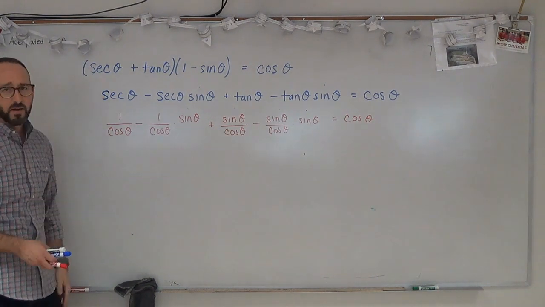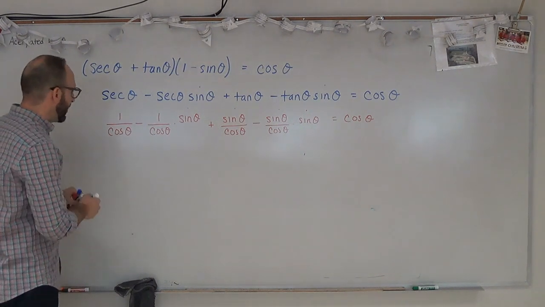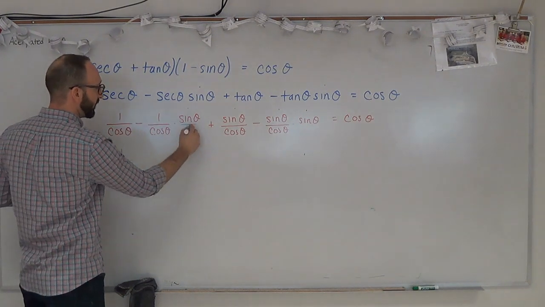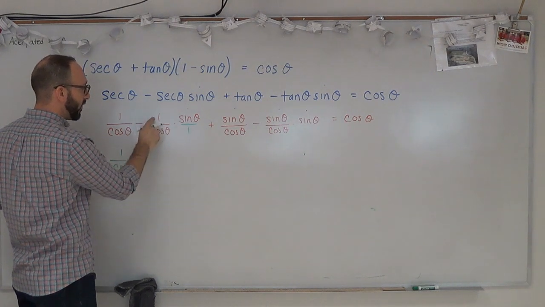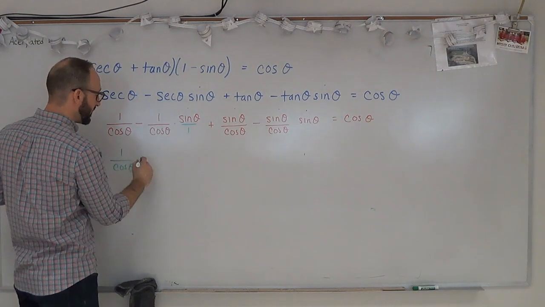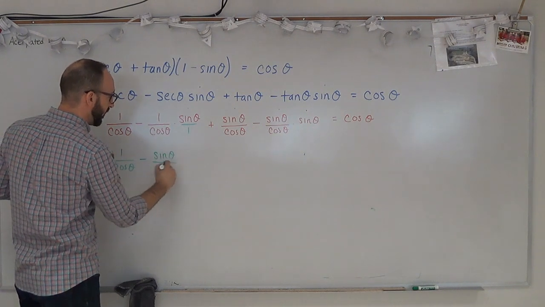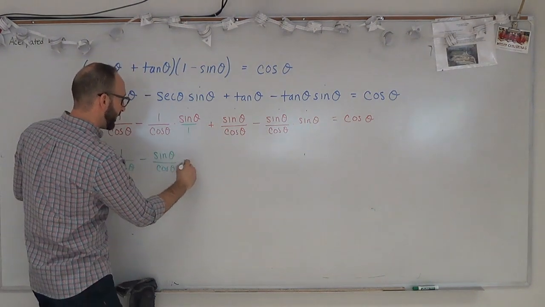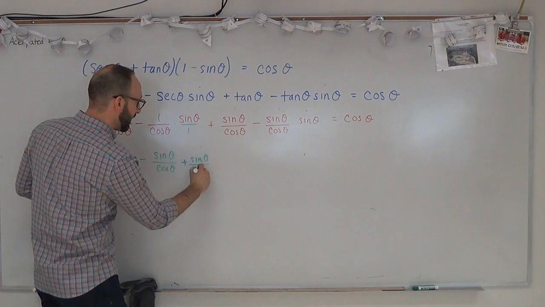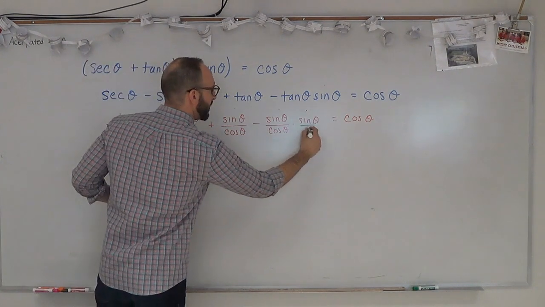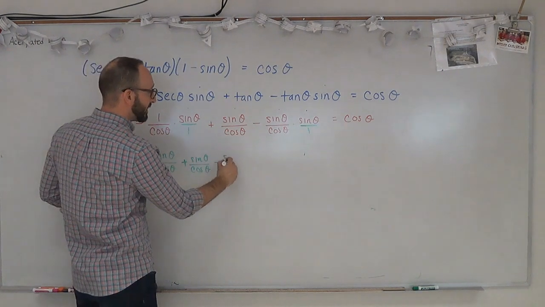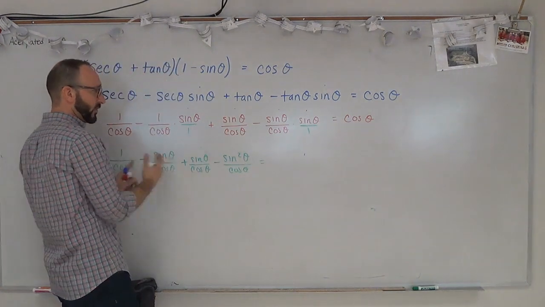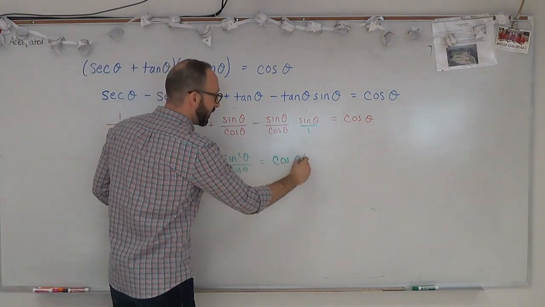So let's try to simplify this down a little bit, clean it up a little bit, and see what happens. 1 over cosine theta, we're going to leave alone for now. Here we can multiply these two fractions together, so we have negative 1 over cosine theta times sine theta over 1, so that'll be negative sine theta over cosine theta. Right here we have plus sine theta over cosine theta. And then down here at the end, again, we need to multiply those two fractions together, so we'll get minus sine squared theta over cosine theta. And again, this is all supposed to simplify down to cosine theta when we're finished.